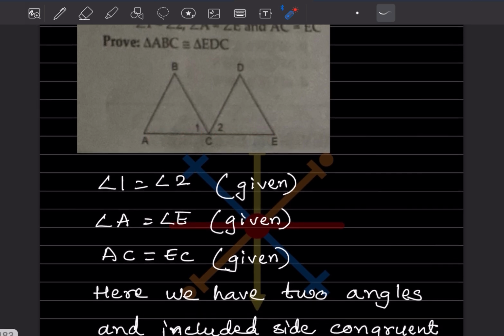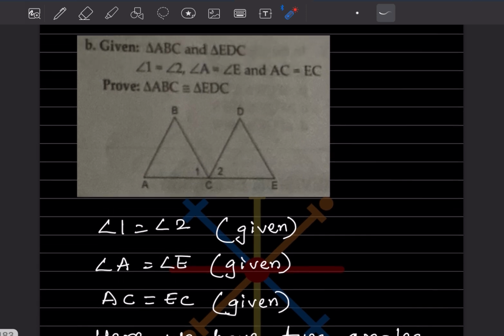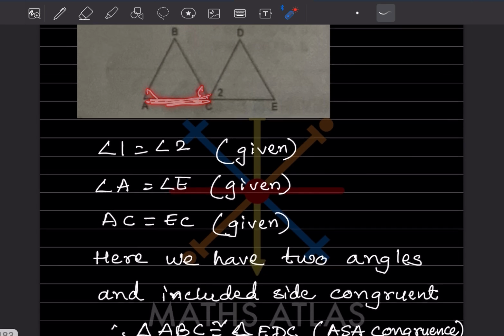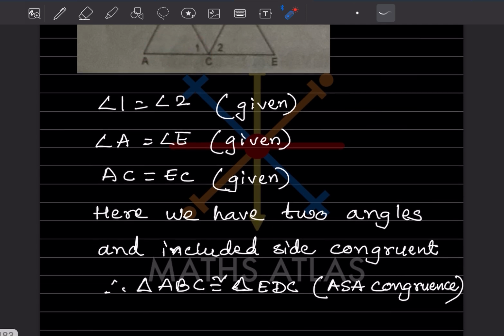So here, how many angles do we have? We have these two angles, this one as well as this one, and here we have one side given, that is AC. So we have two angles and one side. So what we can say here, see here, angle and this angle, and this middle is the side. So we can say angle, side, again angle. Angle, side, angle. So that is ASA congruence.